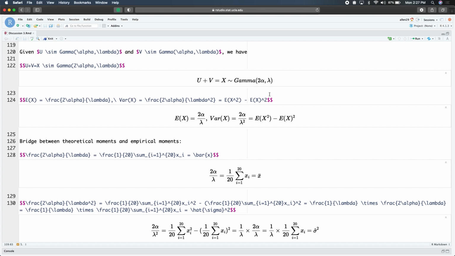So here I use alpha and lambda, and then the expectation is just 2 alpha over lambda, and the variance is 2 alpha over lambda squared.